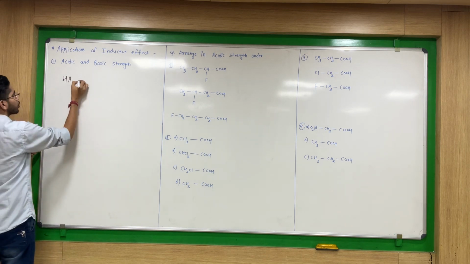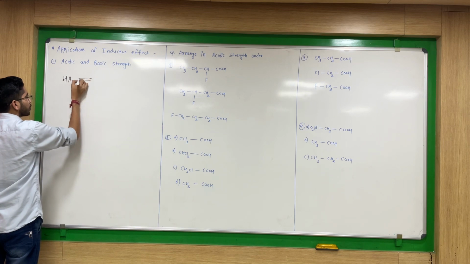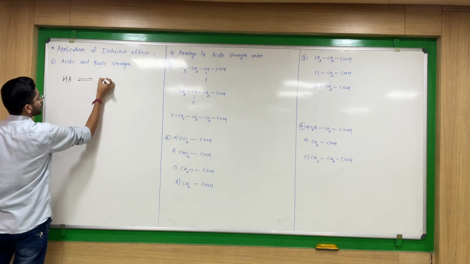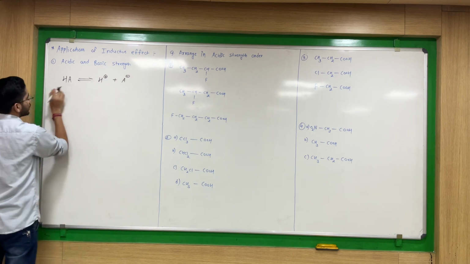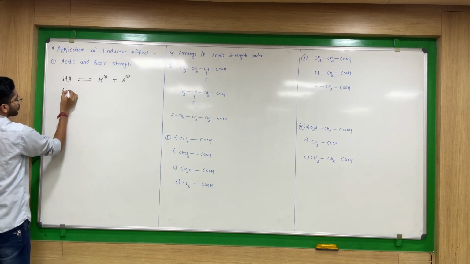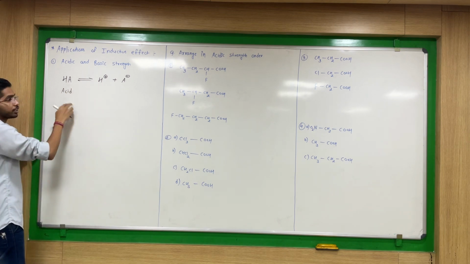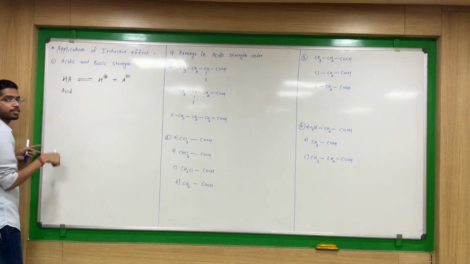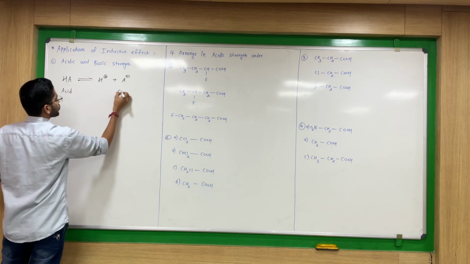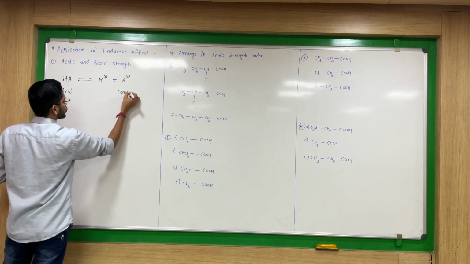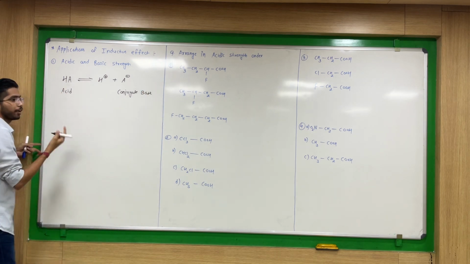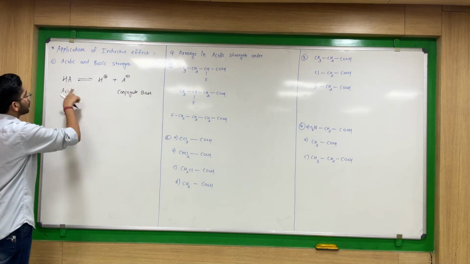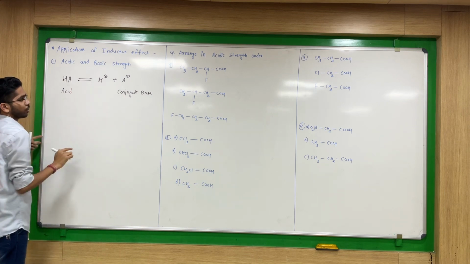So HA, when it dissociates, will not dissociate completely. It will give H plus and A minus. HA is called the acid, and this acid gives H plus and A minus. This A minus is called the conjugate base. This part we have already seen in ionic equilibrium and chemical equilibrium. So HA is the acid, A minus is the conjugate base.